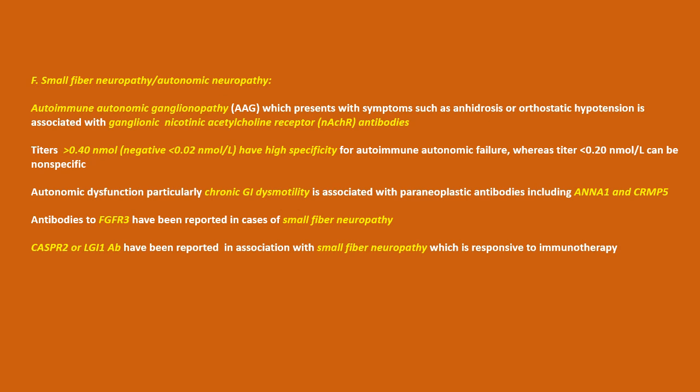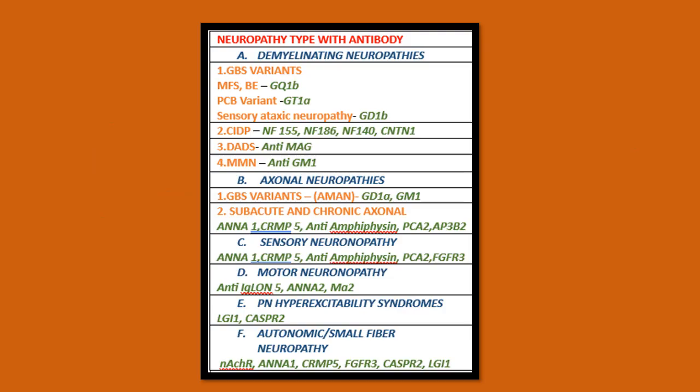Autonomic dysfunction, particularly chronic GI dysmotility, is associated with paraneoplastic antibodies, including ANNA-1 and CRMP5. Antibodies to FGFR3 have been reported in case of small fiber neuropathy. Caspr2 or LGI1 antibodies have also been reported in association with small fiber neuropathy, which is responsive to immunotherapy. This table shows the different neuropathy phenotypes and the associated autoantibodies.